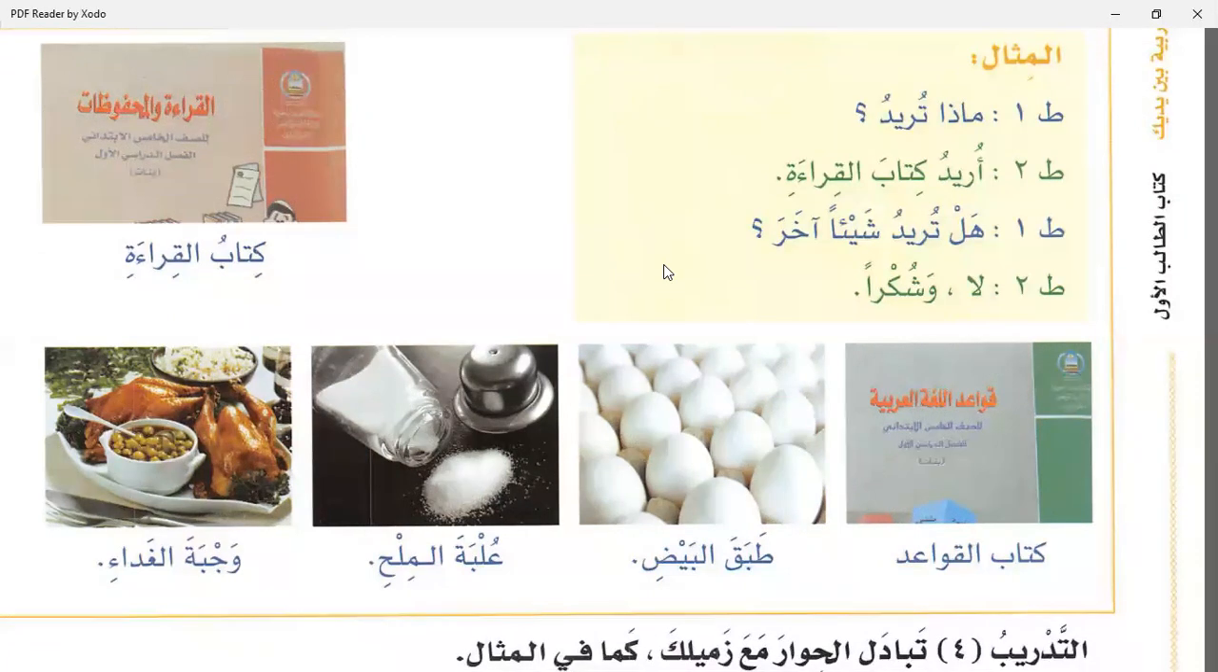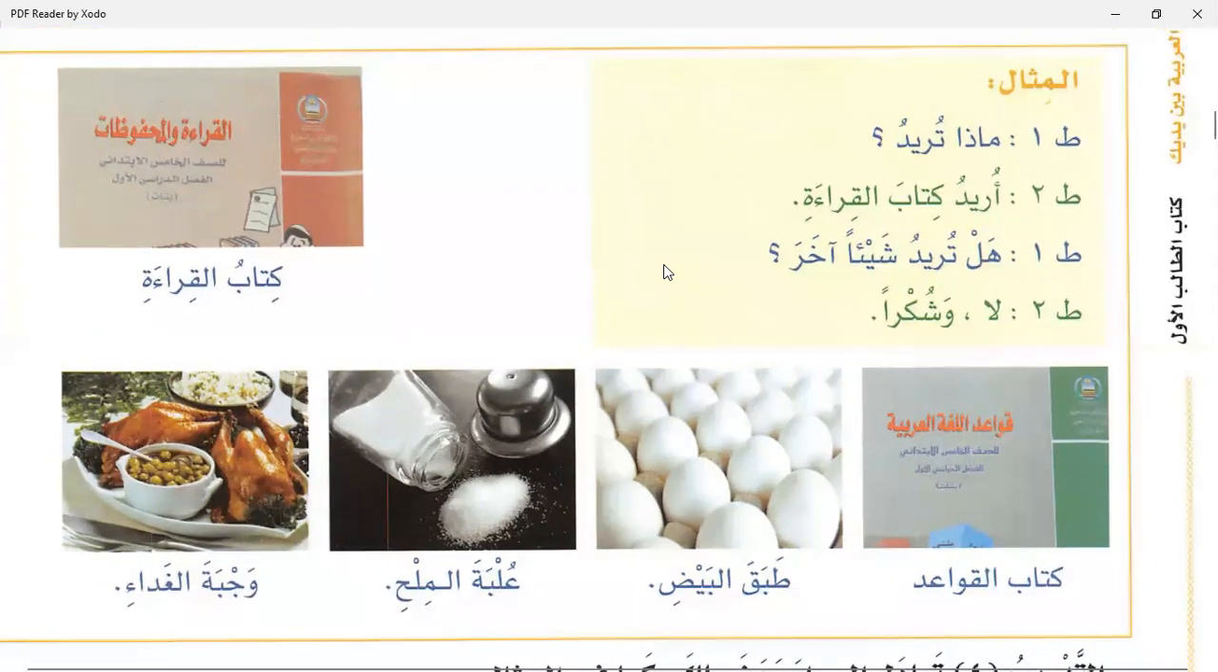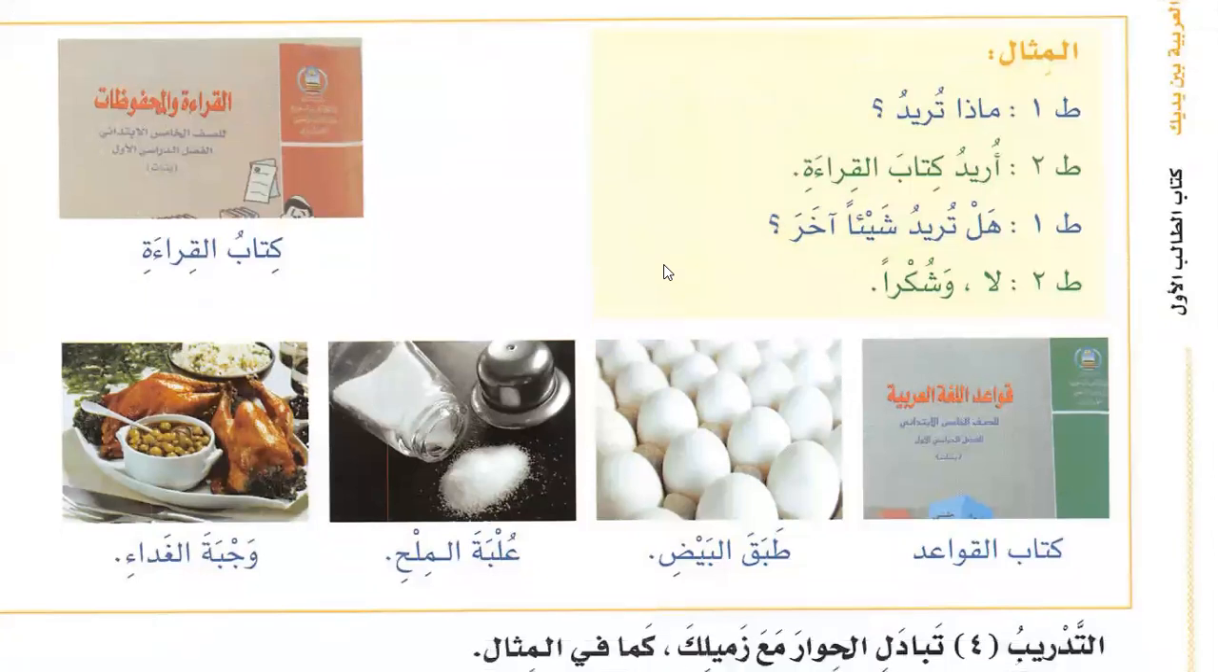Mada turidu, what do you want? Uridu kitabu al-qawa'idi. Uridu kitabu al-qawa'idi. I want a grammar book. هل تريد شيئاً آخر؟ Do you want something else? لا وشكراً. No, thank you.